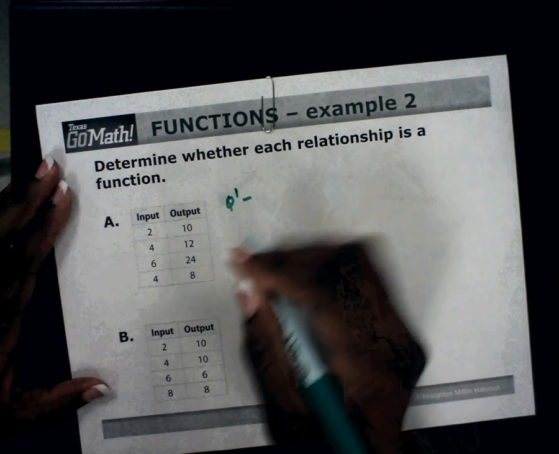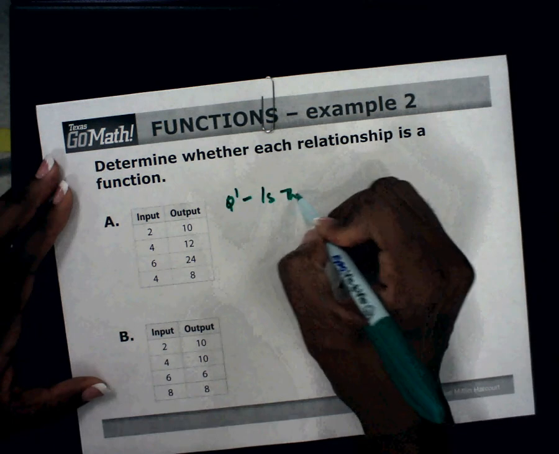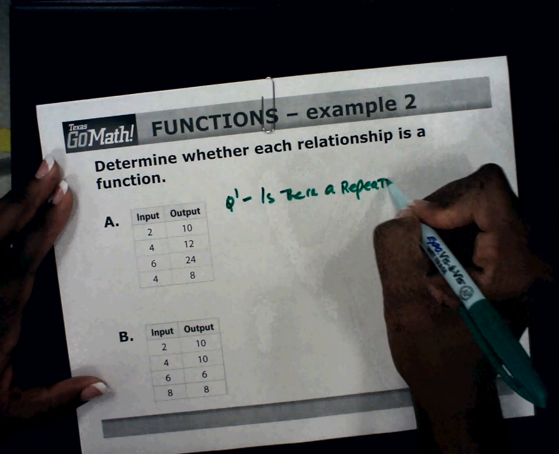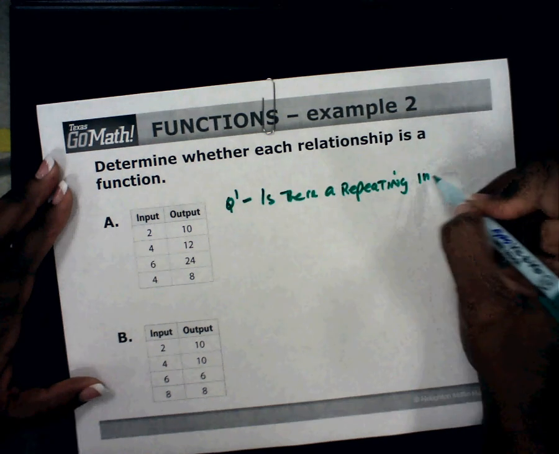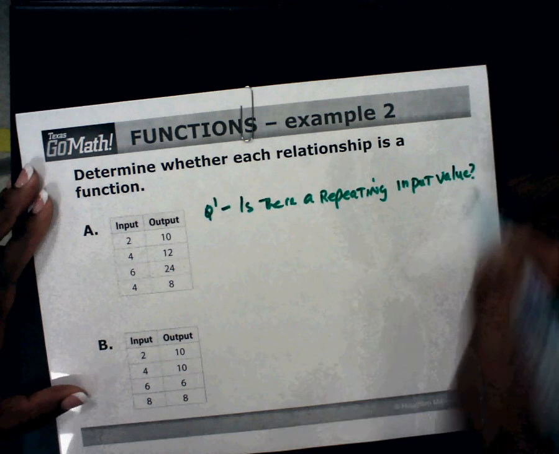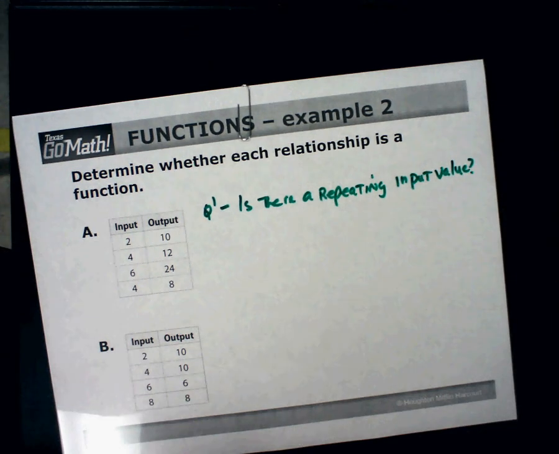is there a repeating input value? Okay, so that's the first question. So let's answer that question before we move on. Is there a repeating input value?